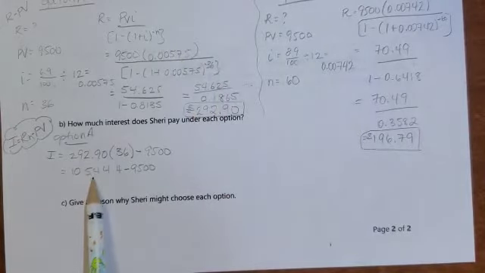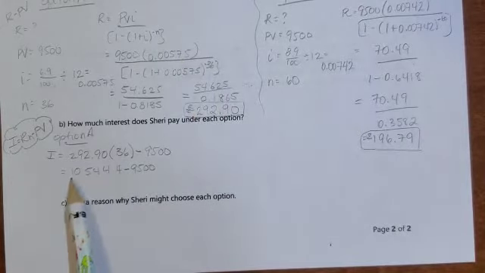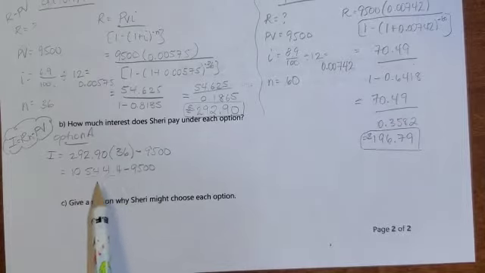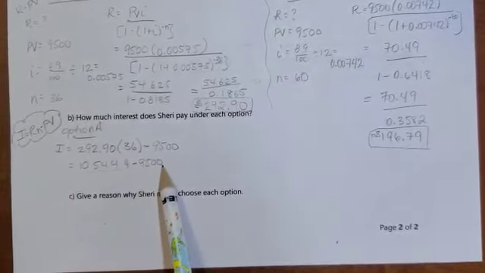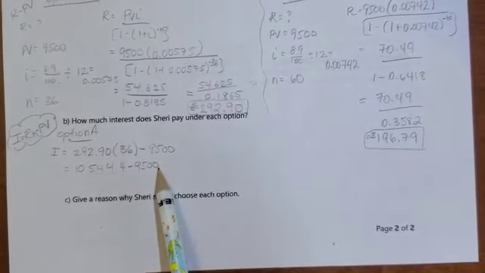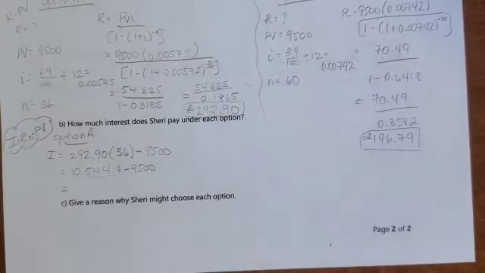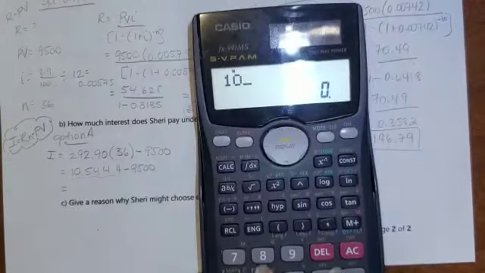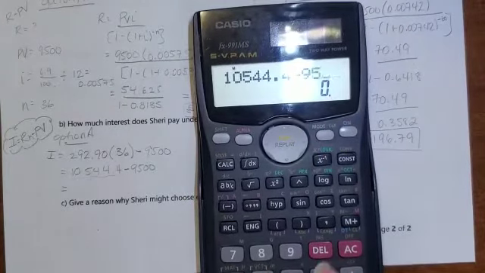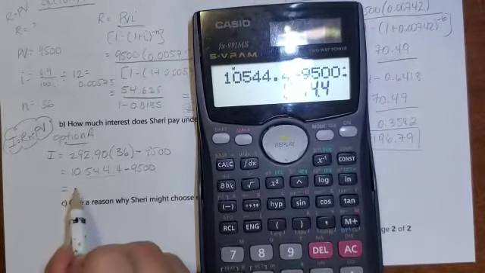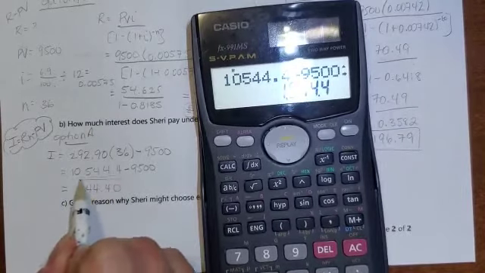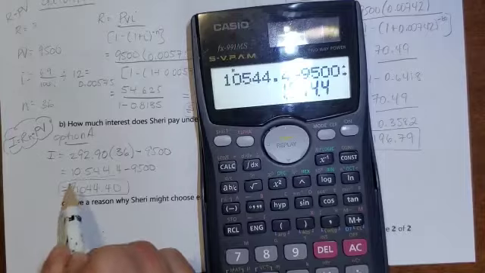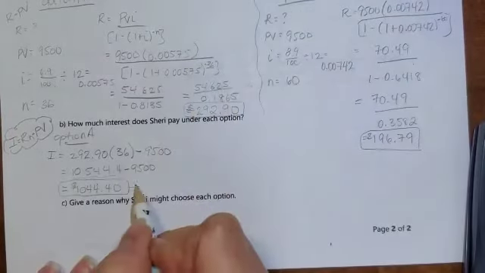So that is the borrowed amount plus the interest. So that's what she would have paid by the end. And then 9,500 was the amount that she had originally borrowed. So if we subtract those two values, we will get our interest being $1,044.40. This is interest.